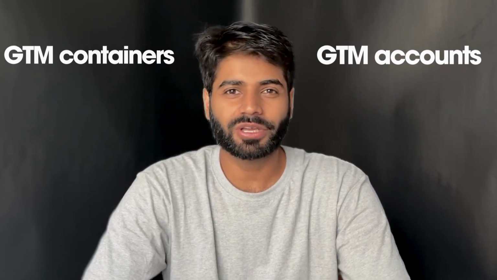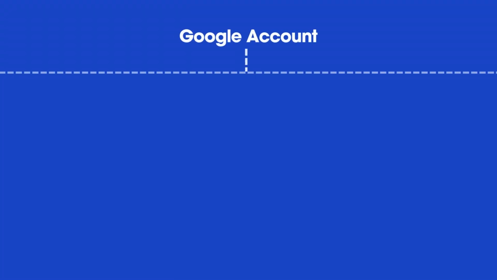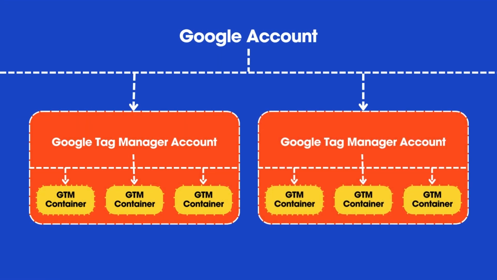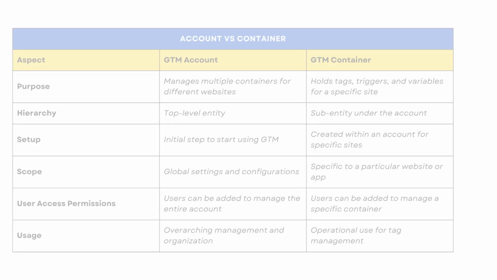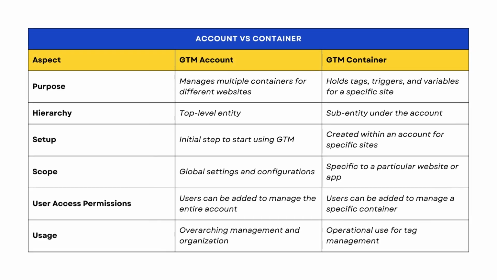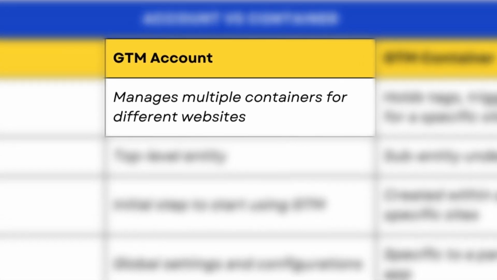So first things first, what are the differences between Google Tag Manager accounts and containers? You can think of an account as a main-level thing where you can have more than 100 different Google Tag Manager containers. Each Google account can have multiple Google Tag Manager accounts, and each account can have more than 100 containers. The main purpose of the account is on the organization level. It helps to manage different Google Tag Manager containers on that account.